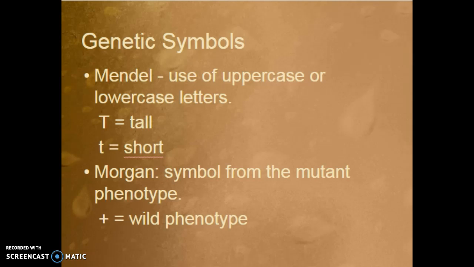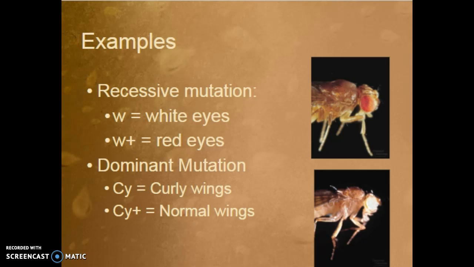Okay, so Mendel uses big T, little t. We're all real comfortable with that. We're probably less comfortable with Morgan's notation of wild type. So just bear with me for a minute. I think it'll make sense once we get through this example. Here we've got a recessive mutation. So little w is white eyes, little w plus is red eyes. In the case of a dominant mutation, Cy is curly, Cy plus is normal. So the plus is the wild phenotype.